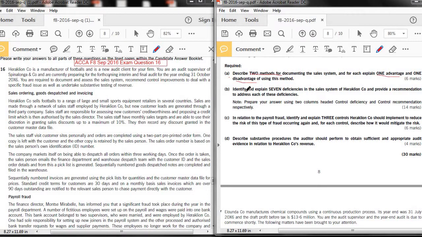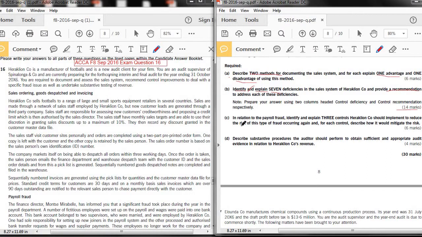Part B. Identify and explain 7 deficiencies in the sales system of Heraklion and provide a recommendation to address each of these deficiencies. This is a 14-mark question. He asks for 7 deficiencies and the related recommendation. He asks for identify and explain. These are two different things. I will explain this also later.